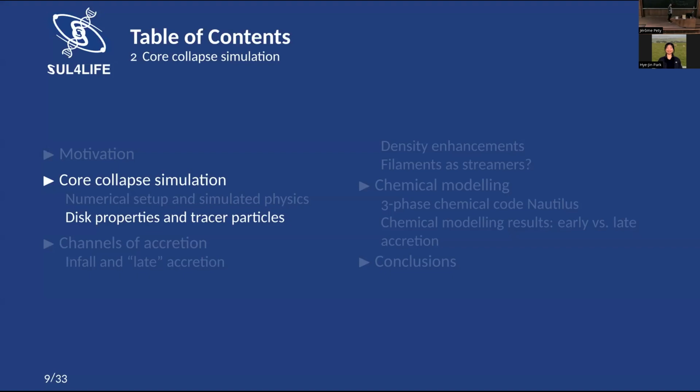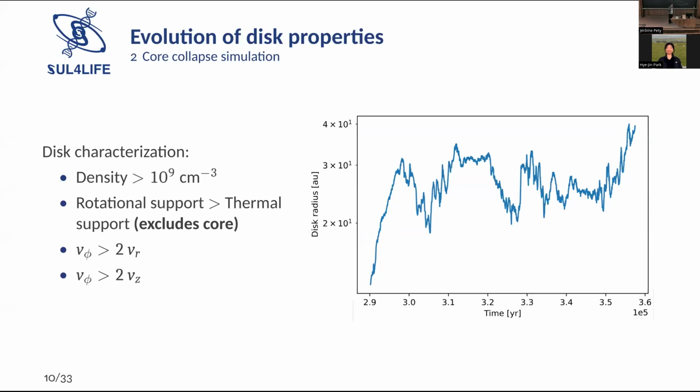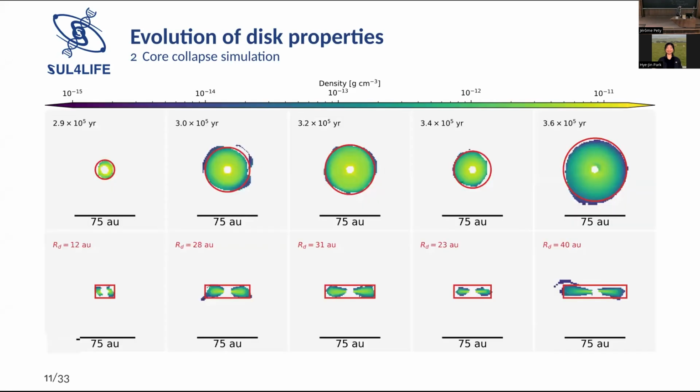So we run the simulation, and we can characterize the disk. The recipe for the disk is a dense gas that is rotationally supported. This is the simple recipe, and if we follow that, we see this increasing trend in the disk radius with time. If you want some snapshots of the disk, this is how it looks. The increase is not monotonic, sometimes it is smaller, but in the general picture of the simulation, it gets bigger and bigger.